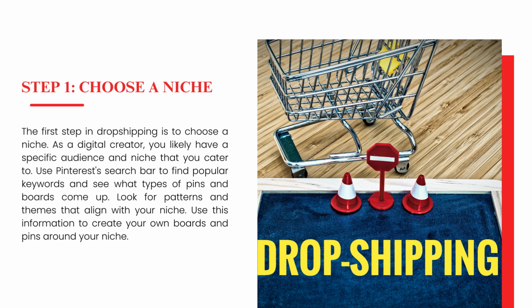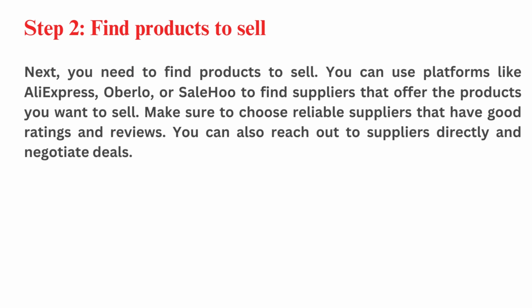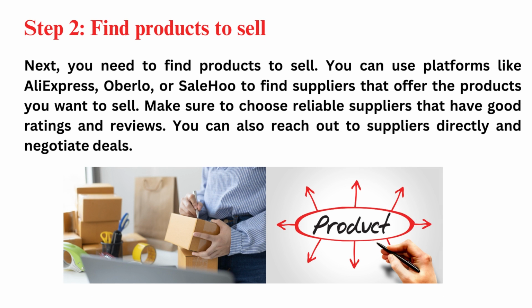Step 2. Find products to sell. Next, you need to find products to sell. You can use platforms like AliExpress, Oberlo, or Salehoo to find suppliers that offer the products you want to sell. Make sure to choose reliable suppliers that have good ratings and reviews. You can also reach out to suppliers directly and negotiate deals.